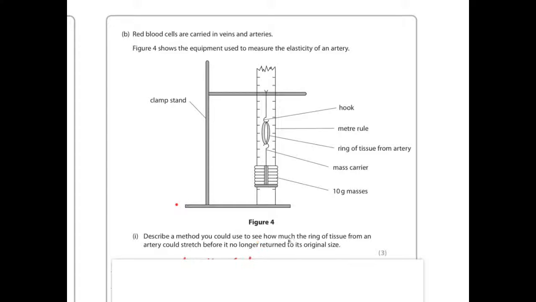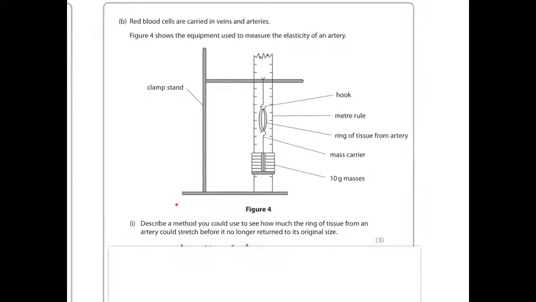Describe a method you could use to see how much the ring of tissue from an artery could stretch before it no longer returned to its original size. So what you'd be doing is basically working out its original length, or just find out where the lower tip was, add a mass and measure the extension, and then take it off and see if it returned back. And then you keep on adding masses and taking them off and seeing if it returns back. When it no longer returns back to its original length, then it's deformed, so it's lost its elasticity, so it's actually stretched, and that's the mass that stretches it, the last one you added that had that effect.